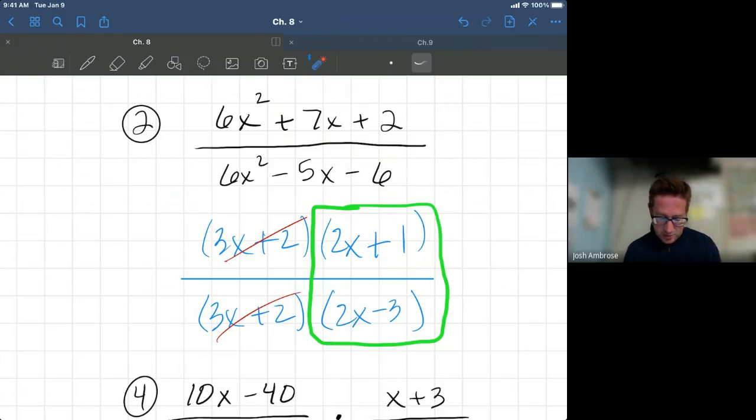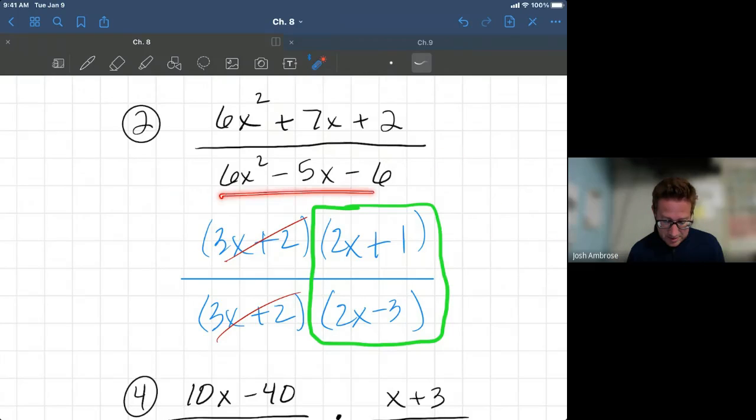And how do we do that? 2 times 2 is going to be giving us a 4. 3 times 1 is going to be giving us a 3. And 4 plus 3 is what's going to give us the 7. And that's what we got.